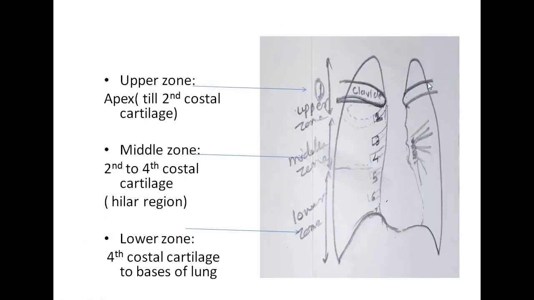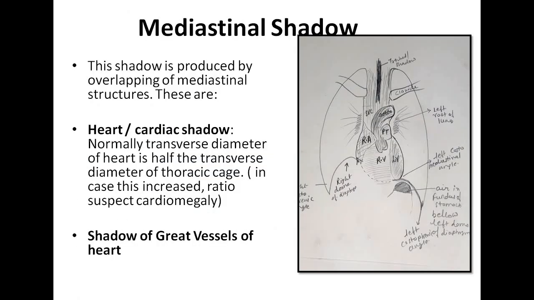Now let's see the three zones of the lung. If you see any opacity or abnormality in the region extending from the apex to the second costal cartilage, that means the upper zone of the lung is involved. From the second costal cartilage to the fourth costal cartilage, the middle zone of the lung is involved. This also includes the hilar region of the lung. From the fourth costal cartilage to the base of the lung, the lower zone of the lung is there. Now let's see the mediastinal shadow.